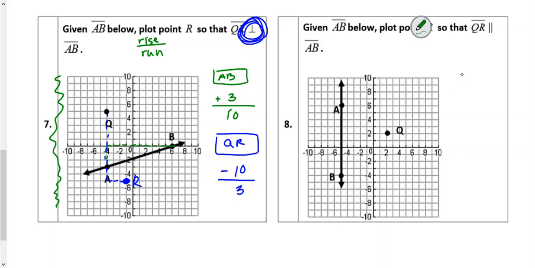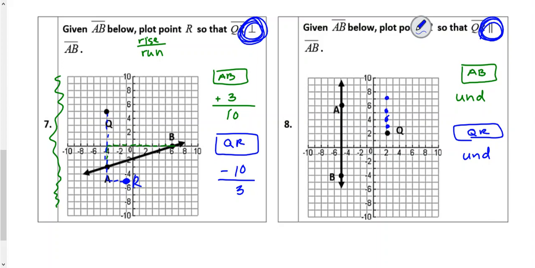Okay, number 8. If I look at the slope of AB, that is a straight up and down line, which is an undefined slope. I need QR for this one to be parallel. Parallel means the same. So it also has to be undefined, meaning it also has to be straight up and down. So you can plot any of these points that make a straight up and down line through Q.